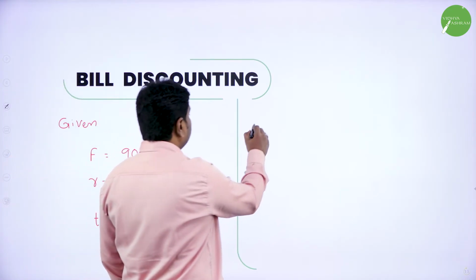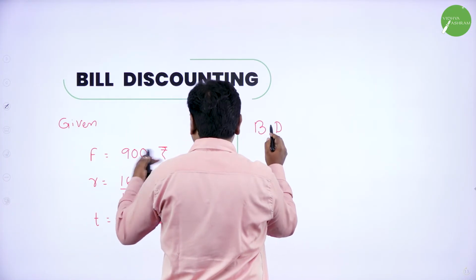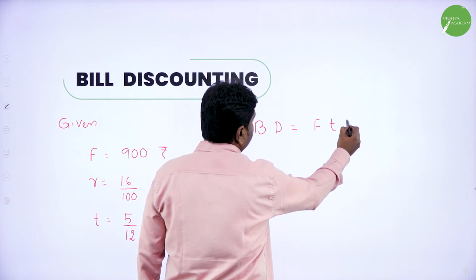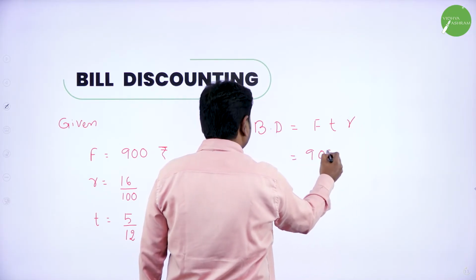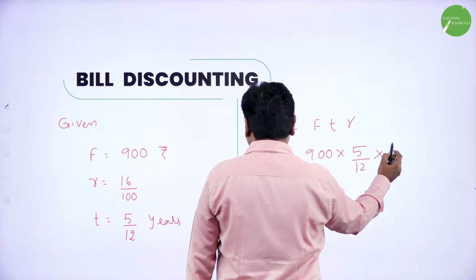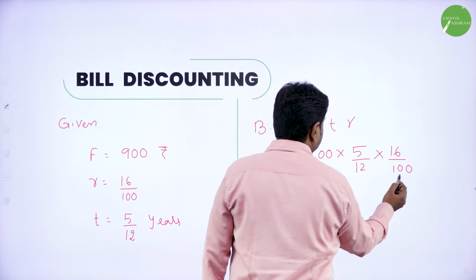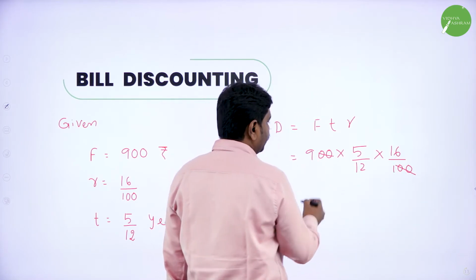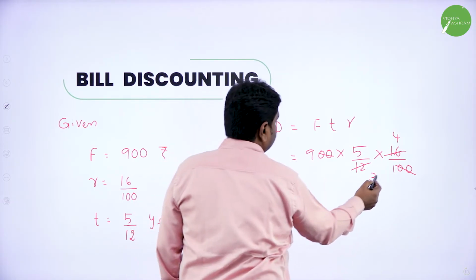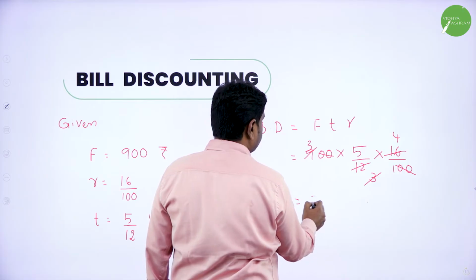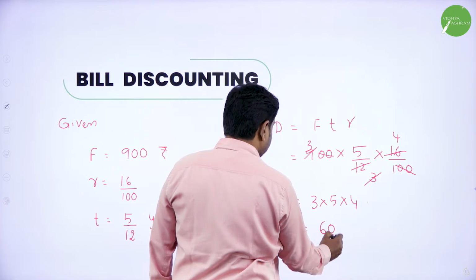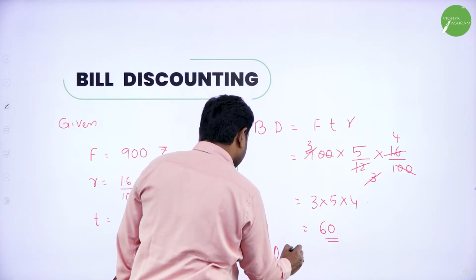So now they want banker's discount. The face value of the bill is 900 rupees, and banker's discount is simple interest on face value, FTR. What is F? 900. What is the time period? 5/12. 5 months, that is 5/12 years, into interest 16/100. So 2 zeros cancel. Simplify further. 4 3s are 12, 4 4s are 16. 3 1s are 3. So what is left out? 3 into 5 into 4. 5 4s are 20, 20 3s are 60. So banker's discount is rupees 60.